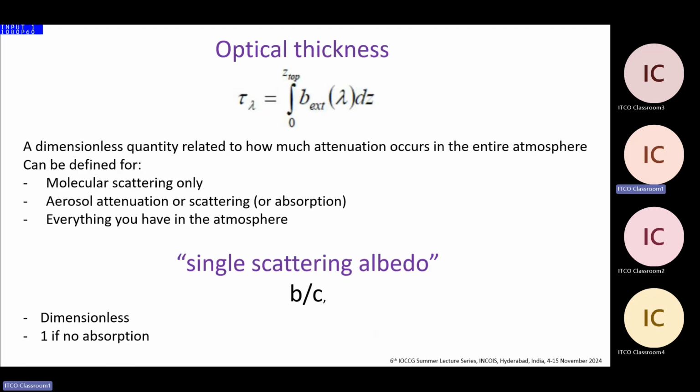Two concepts are used very often in this domain. The first one is the optical thickness. That's a dimensionless quantity related to how much attenuation occurs in the entire atmosphere. And again, you can define this for just molecular scattering, aerosol, or everything. And the single scattering albedo, so b over c, scattering over attenuation, is as well dimensionless, and is one if there is no absorption. So these are quantities very often used in the atmospheric correction domain.